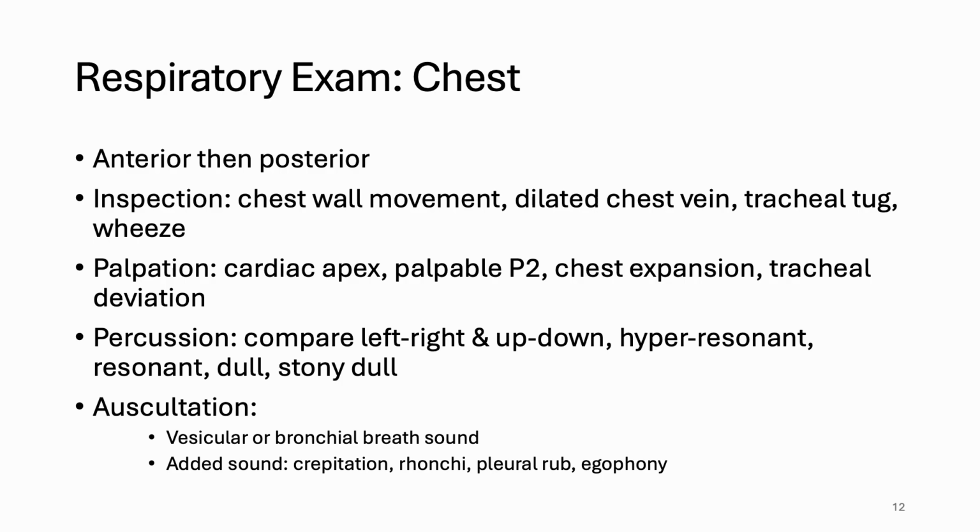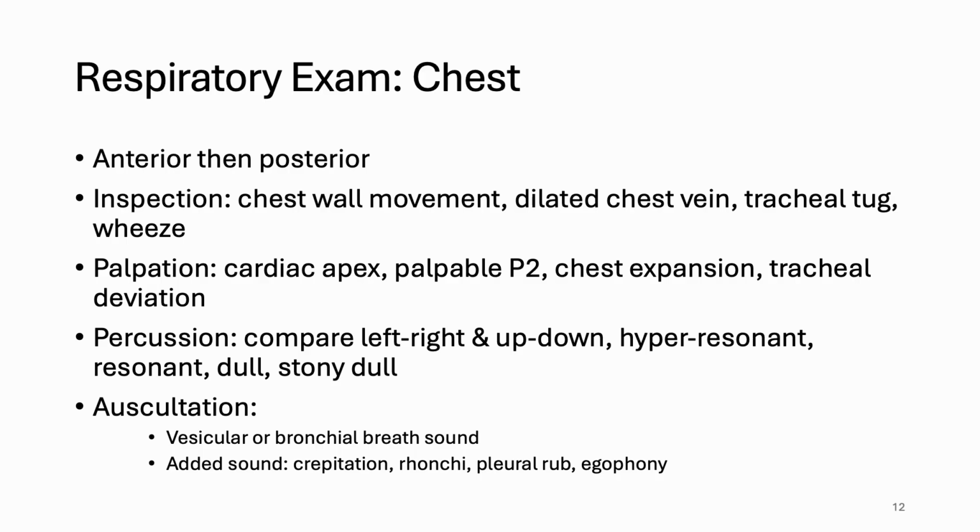Next, we will focus on the chest examination. We will do so anteriorly first before proceeding posteriorly. On inspection, you should look for asymmetry of chest wall movement, whether there are dilated chest wall veins from superior vena cava obstruction. Look for a barrel chest in chronic obstructive pulmonary disease patients, and whether the patient is wheezing.